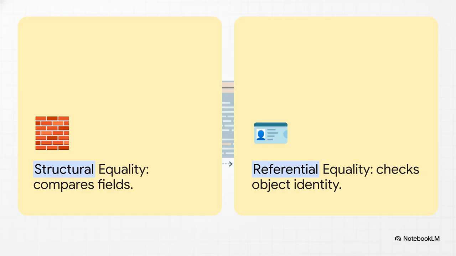So for value objects where equality strictly means the same fields, we use structural equality. But for our database entities, we can use referential shortcuts, because if it's literally the same object in memory, we can entirely skip the expensive process of comparing every single field.